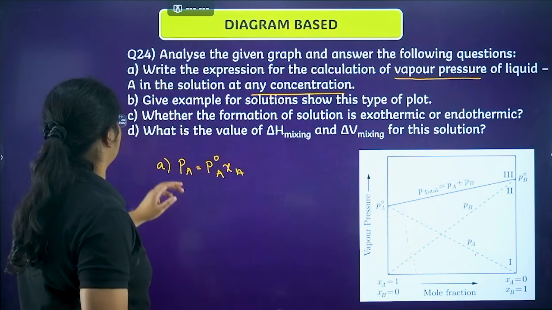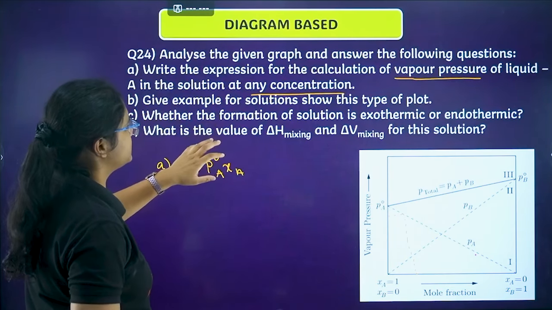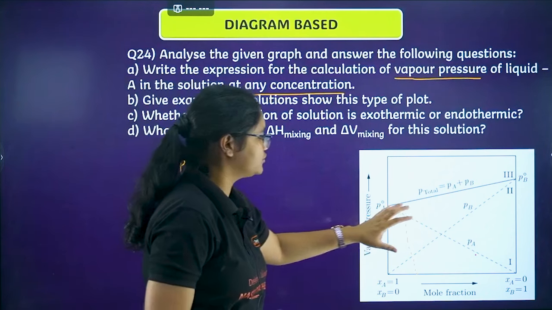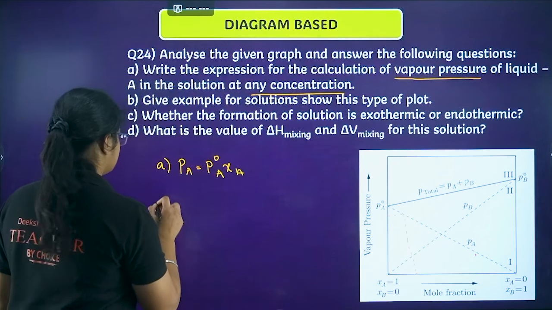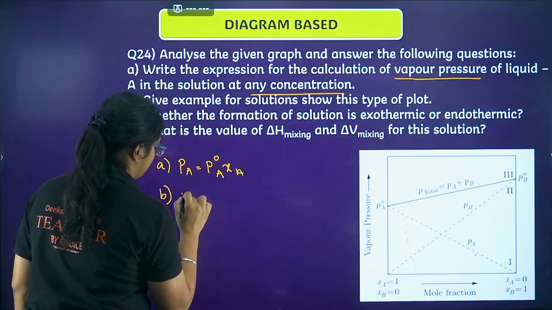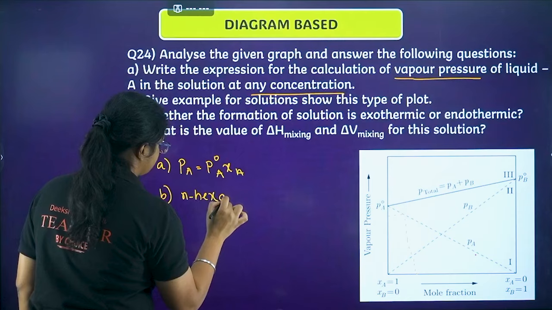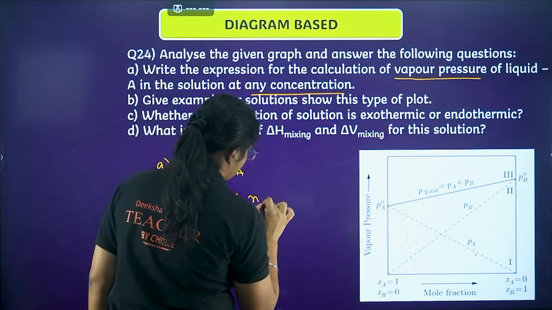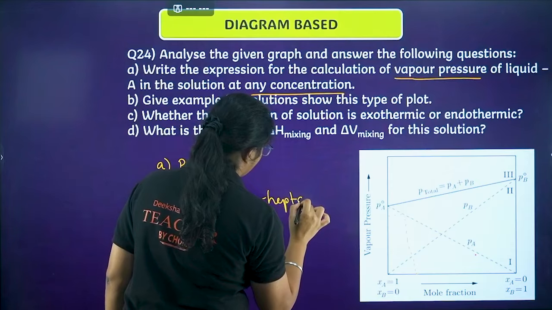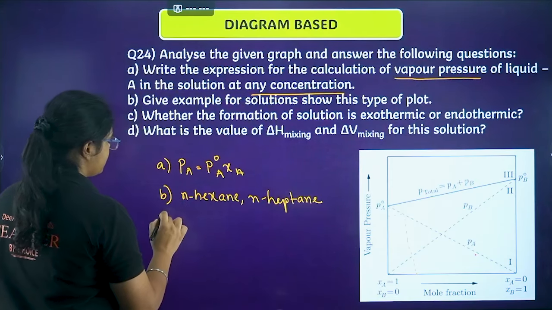Next we have, give an example for solutions that show this type of plot. So this is an ideal solution. For an ideal solution you have examples, right? N-hexane and N-heptane. So now see, they are not directly asking you the question. They have tricked the question in the form of a graph and then they are asking you the examples.